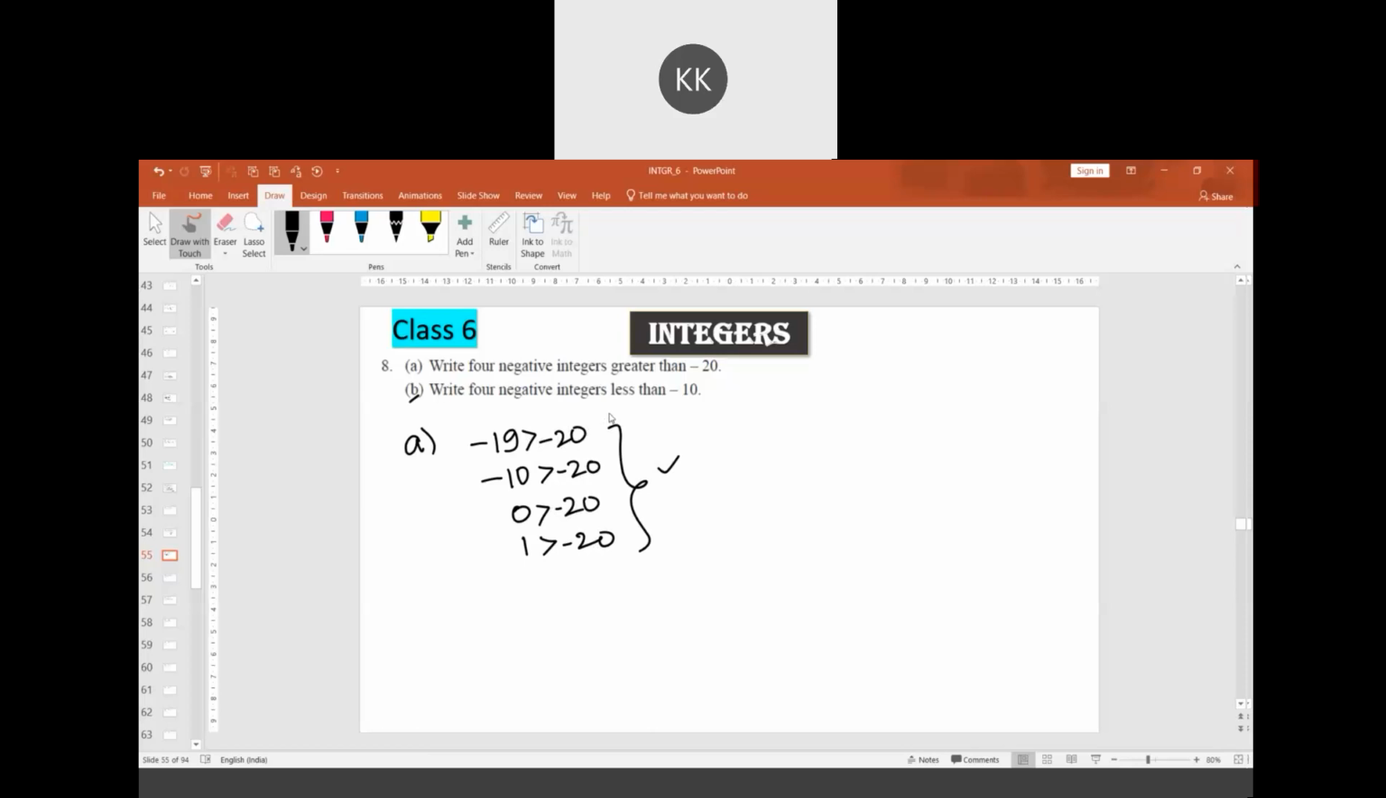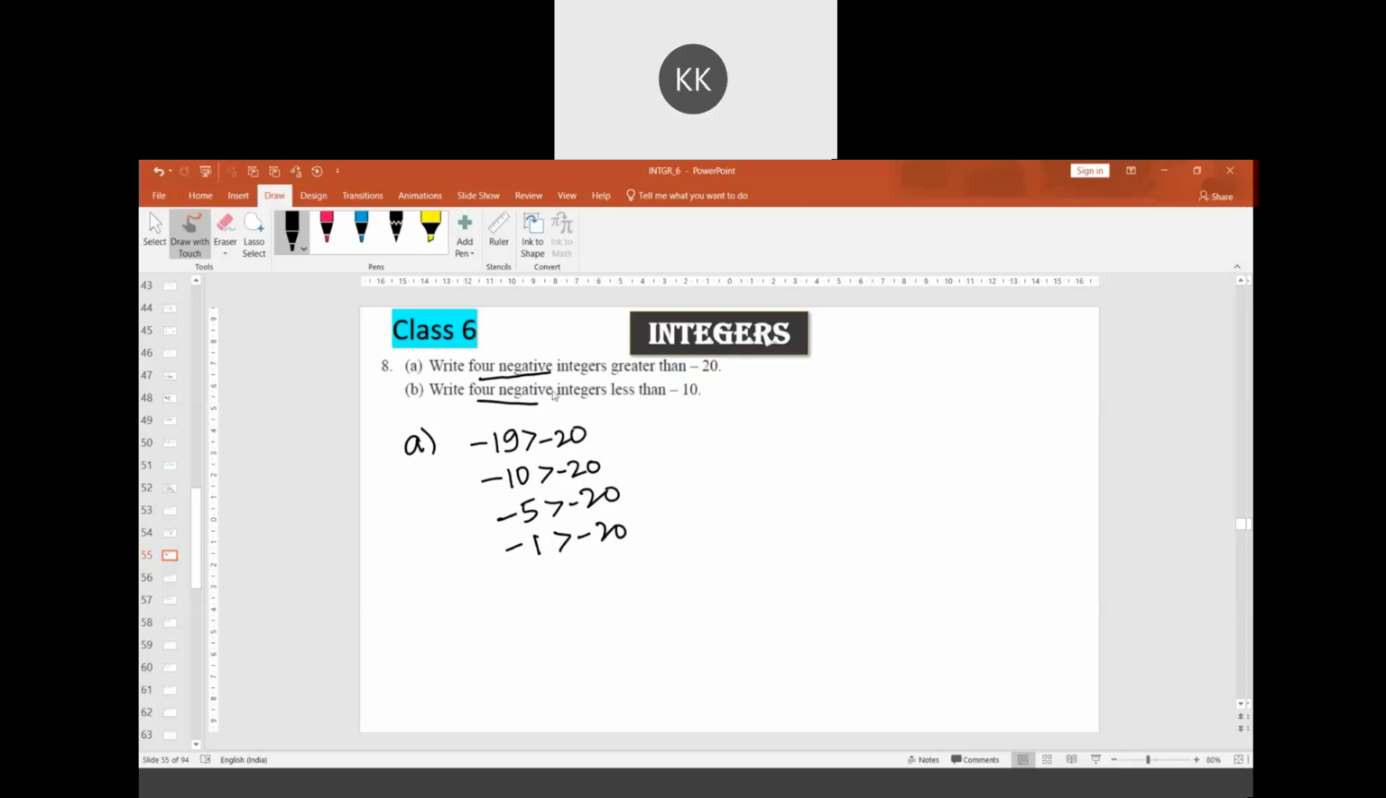Write 4 negative integers. Sorry, I have made a mistake here. I did not see the complete question, we have to write the negative integers only. So minus 5 is greater than minus 20, minus 1 is greater than minus 20.